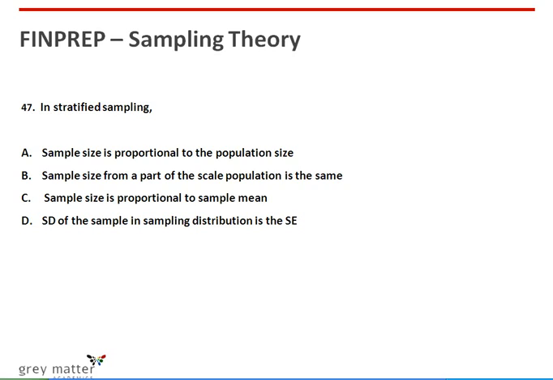47th problem. In stratified sampling, sampling size is proportional to the population size. This is the very definition of stratified sampling. So out of the four options, the answer is A, which is sample size is proportional to the population size in stratified sampling. This is the very definition of stratified sampling.